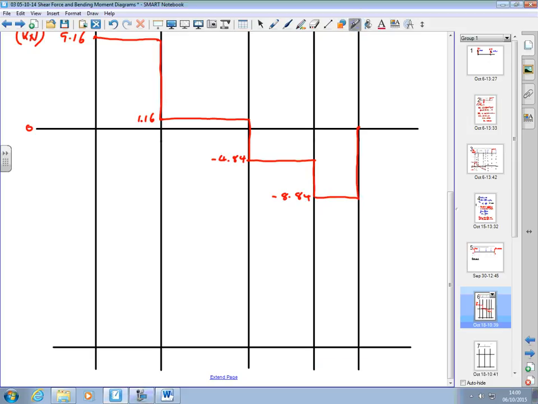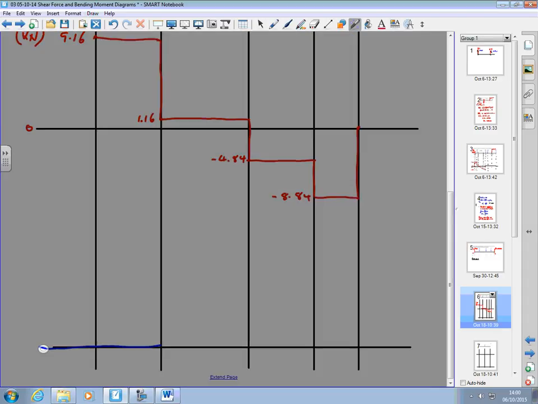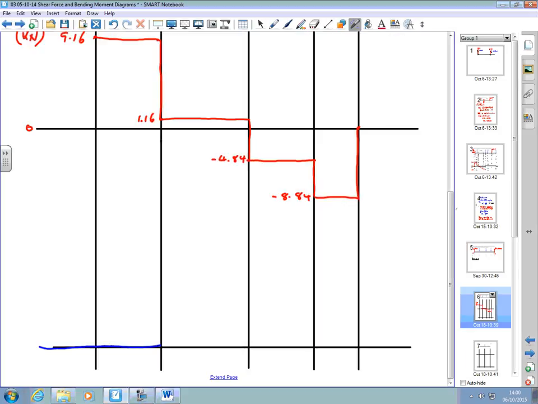So now we have the bending moment diagram. This is the bending moment diagram down here. This is where it starts, that's a 0 here. Moments start at 0 and end at 0. So your diagram should start and finish at 0, because it's supported at those ends, so the moment at that point is going to be 0.